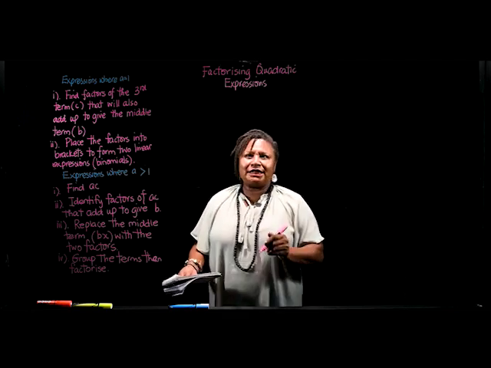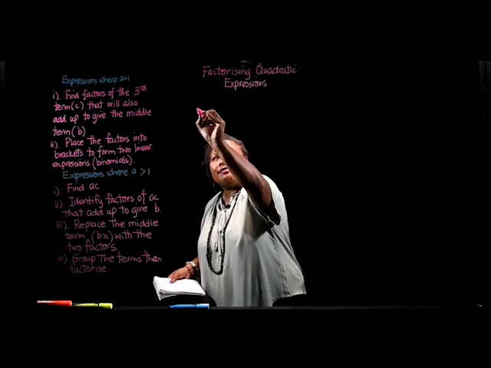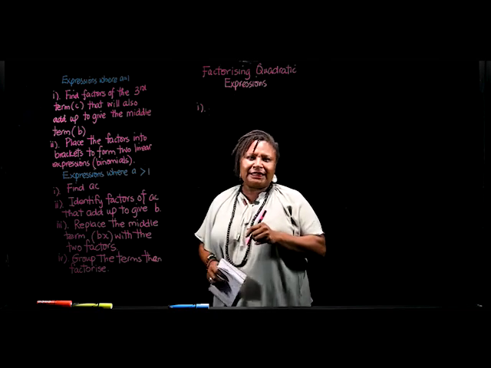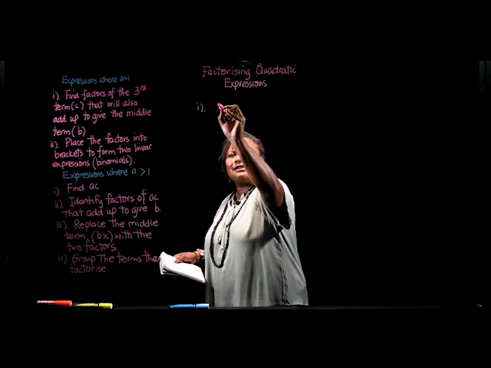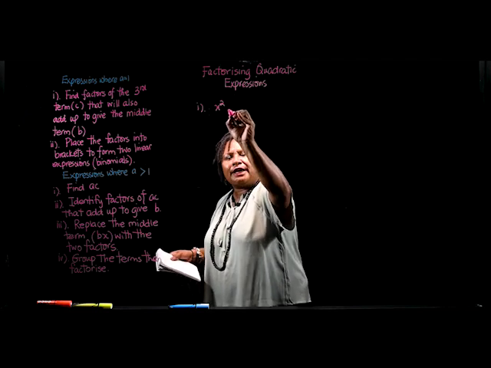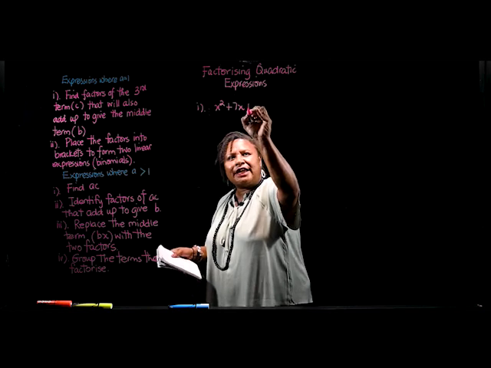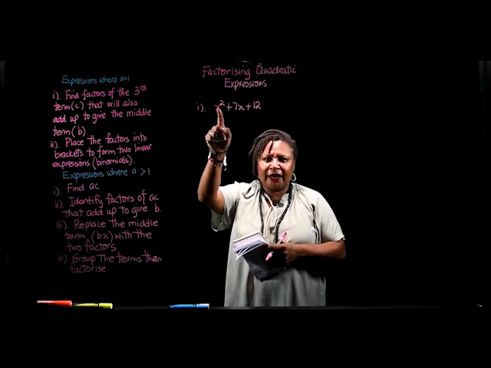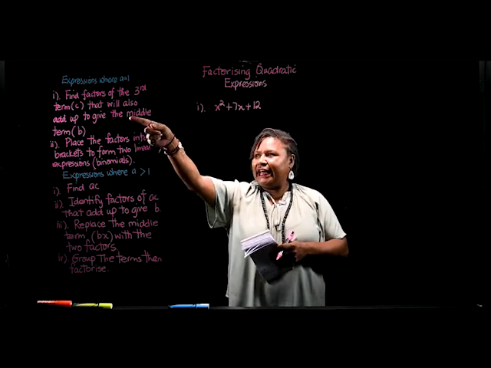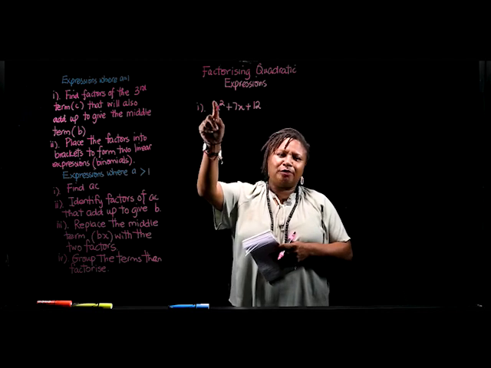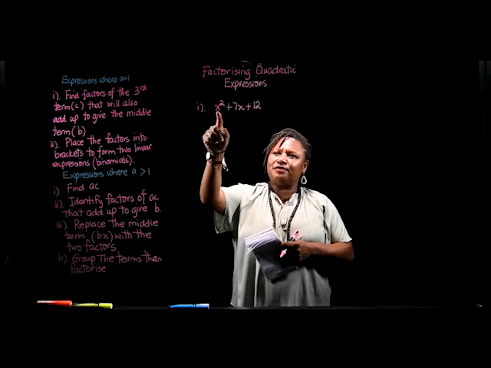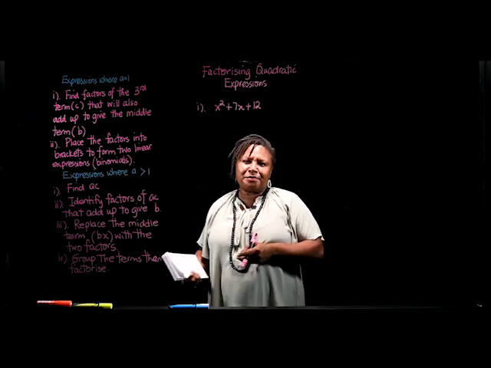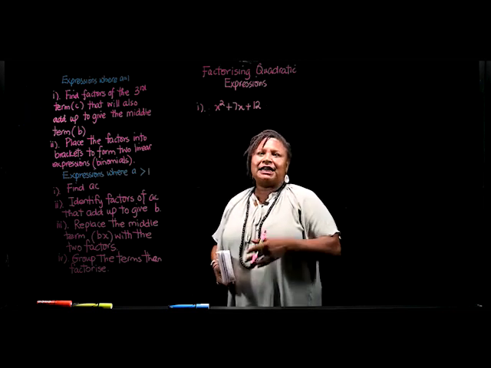Okay, so our first example, let's have a look at an expression where a is equal to 1. We have the expression x squared plus 7x plus 12. The coefficient of x squared is a, and when a is 1, we don't write 1 there. That's why we have just x squared plus 7x plus c. We're going to follow the steps here and factorize this expression.